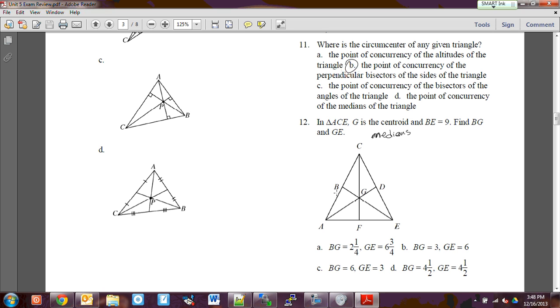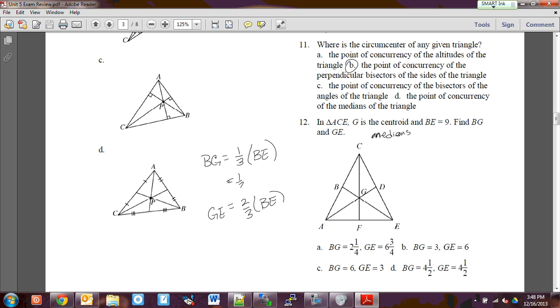And BE is 9, so we know the whole thing is 9. Find BG and GE. Well, we know that BG equals 1/3 of the total length of the line BE, because from the midpoint to the centroid is 1/3 of the length of the total line. And now we know that GE is 2/3, so from the vertex to the centroid is 2/3 of the entire line. Since 2/3 is simply 2 times 1/3, let's solve this one first.